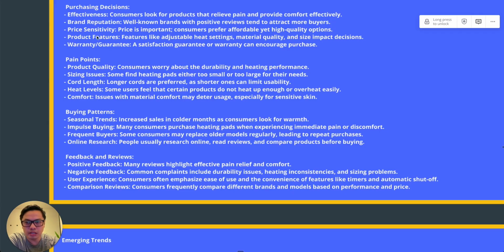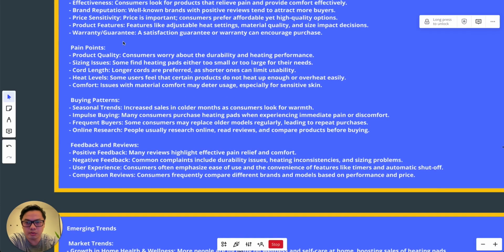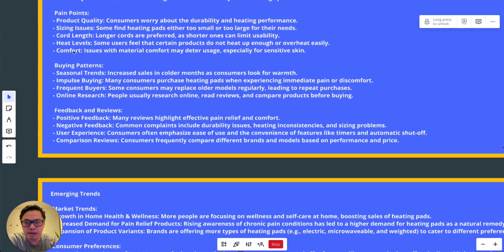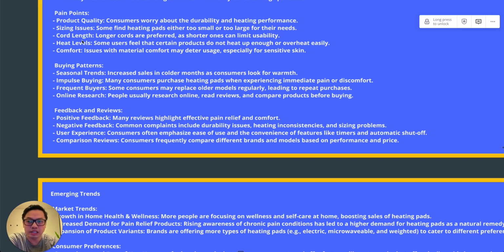Brand reputation, okay, price sensitivity, product features, adjusting heat settings, material quality, size impact decisions. Okay, so size would be important here. We're probably talking about materials, heat settings, okay? And then we got warranty and guarantee, pain points. So we got product quality, sizing issues, cord length. Okay, so cord length would be interesting. We'll see if this might be important for people. It might be one of those things that people might not realize until they actually buy. Different kind of heat levels and comfort.